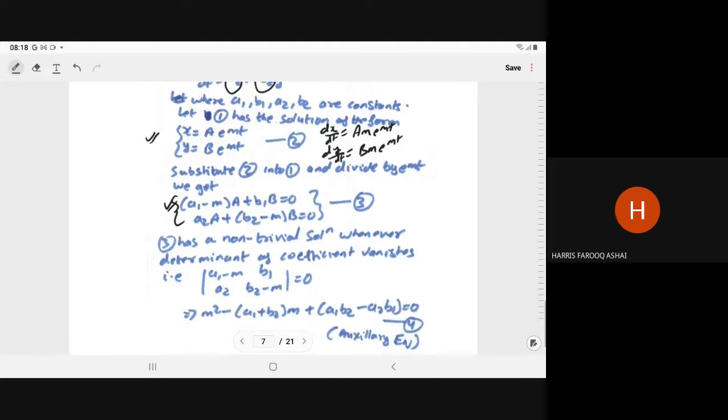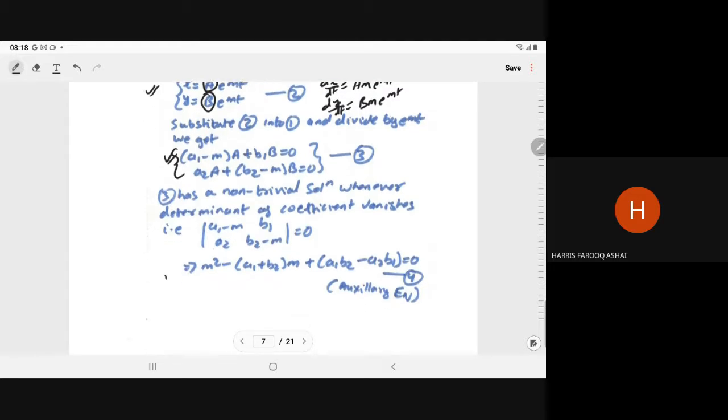Now we have to compute the value of these undetermined coefficients. So this is the method of undetermined coefficients. This system of algebraic equations has a non-trivial solution whenever the determinant of the coefficients vanishes. Vanishes means the determinant of a1 minus m, b1, a2, b2 minus m is equal to 0. So this will give you this quadratic equation: m square minus (a1 plus b2) m plus a1 b2 minus a2 b1 is equal to 0.